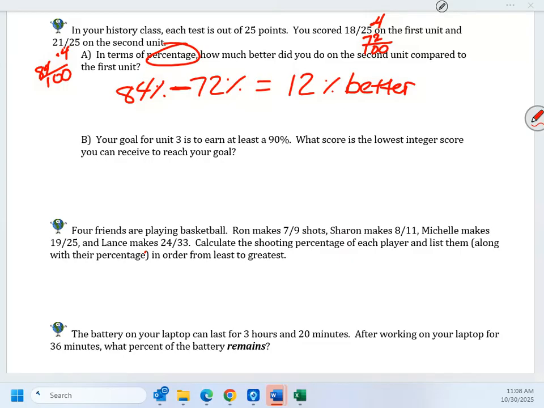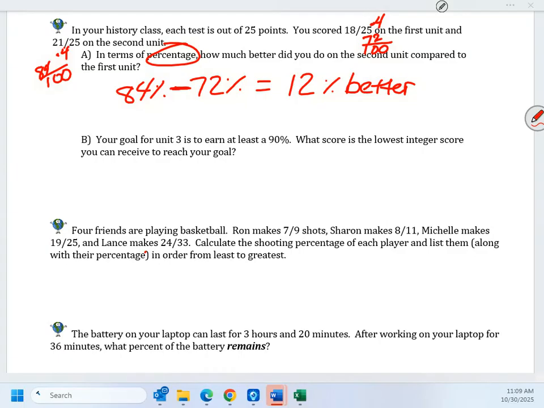Your goal for Unit 3 is to earn at least a 90%. What score is the lowest integer score you can receive to reach your goal? So no halves, no decimals, right? What's that whole number that we could use out of 25 to get to 90%? So what would 90% of 25 be? Does anybody know how to figure that out? What did you think?